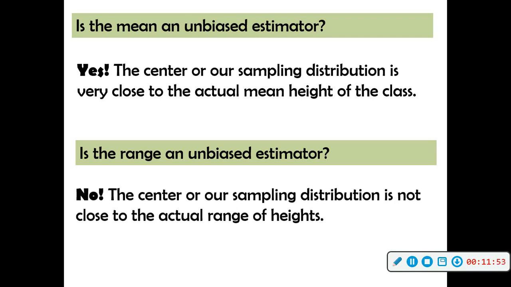Is your range an unbiased estimator? Well, no. The average of that sampling distribution should be quite a bit off from the actual range in heights of individuals.